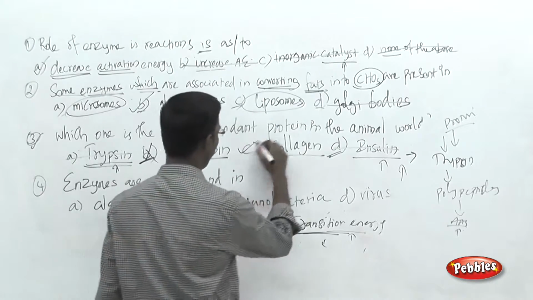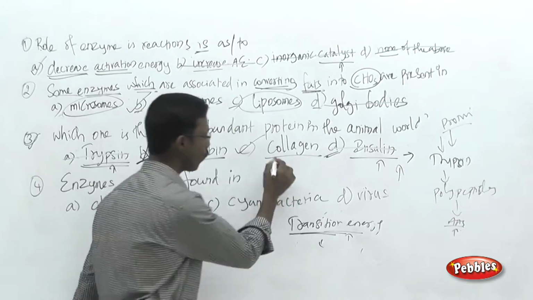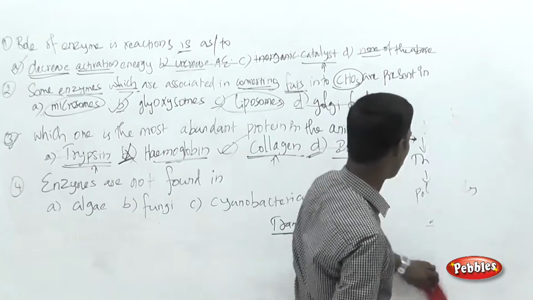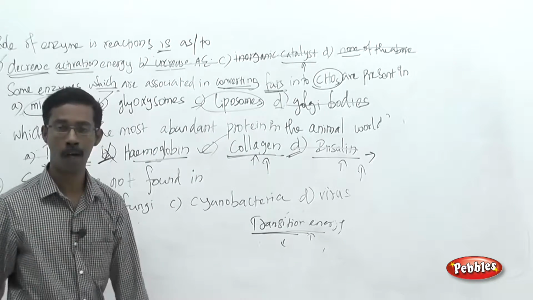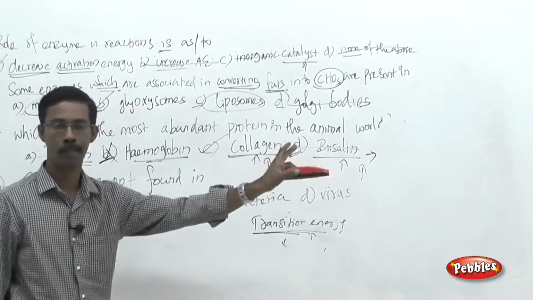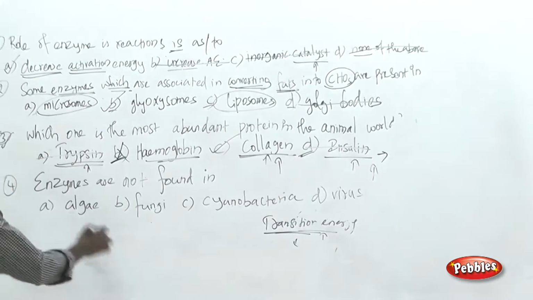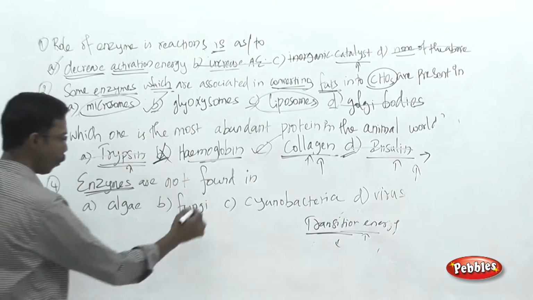So the answer over here you have to choose is collagen. Collagen is the protein present in muscle cells and all the fibers. Okay, so they are the building blocks of most of the tissues. So collagen is the most abundant protein present in the animal world. See the final question. The enzymes are not found in.